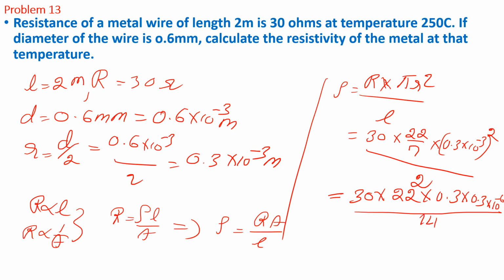So this I have to simplify. When I simplify this, what will I end up getting? I end up getting the answer as 4.24 into 10 to the power minus 6. That is the resistivity. What is the SI unit of resistivity? The SI unit of resistivity is ohm meter. That is the SI unit of resistivity. 4.24 into 10 to the power minus 6 ohm meter. That is the answer for this particular question.